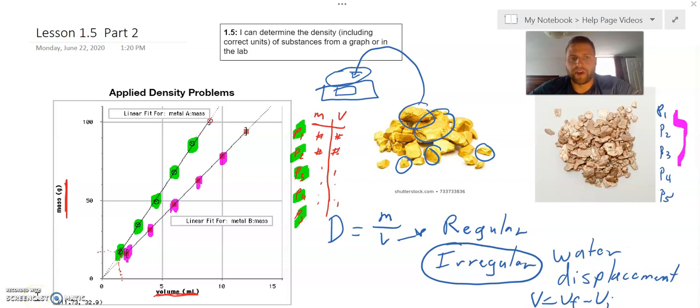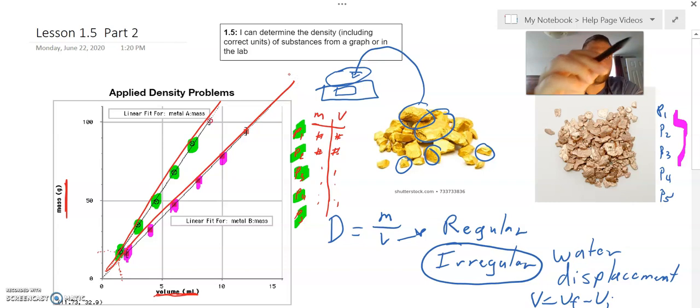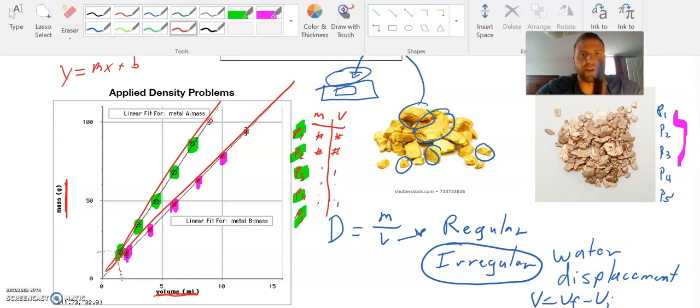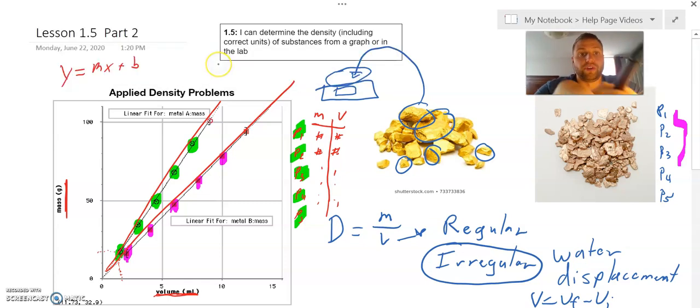So as it turns out, if you enter data points into your calculator or into Logger Pro, the program will allow you to put in a line that's called a linear fit. And we know that the equation of a line is y equals mx plus b. So here in a second, the variable that we really want to focus on is going to be the m.